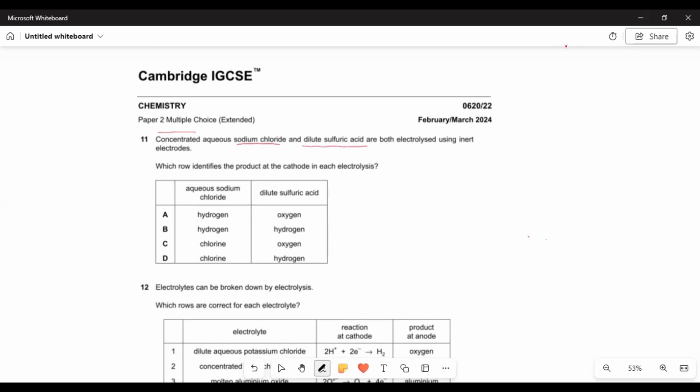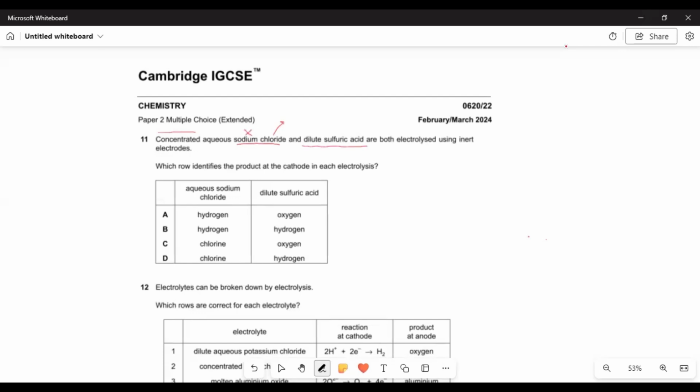So see here, as it is concentrated aqueous sodium chloride, the chloride ion instead of hydroxide ions is preferably oxidized to produce chlorine gas at the anode. While sodium is more reactive than hydrogen, it is not reduced. Instead, hydrogen is reduced to produce hydrogen gas. So sodium cannot be reduced.